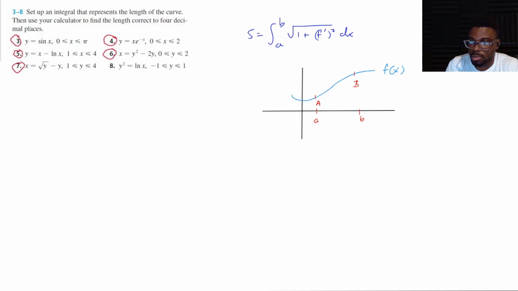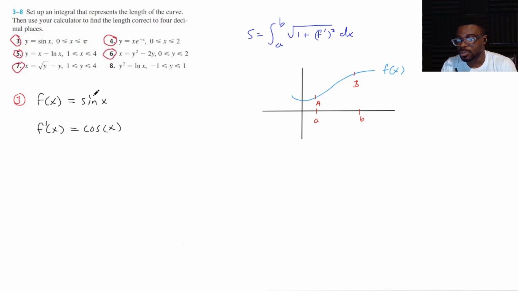All right, so problem number 3. We have y is equal to sine of x. So sine of x is our f of x function. Right, so we have f of x is equal to sine of x. Okay, so that means f prime of x is equal to cosine of x, right? Derivative of sine is cosine, and then we square it. So f prime squared is equal to cosine squared of x, right?